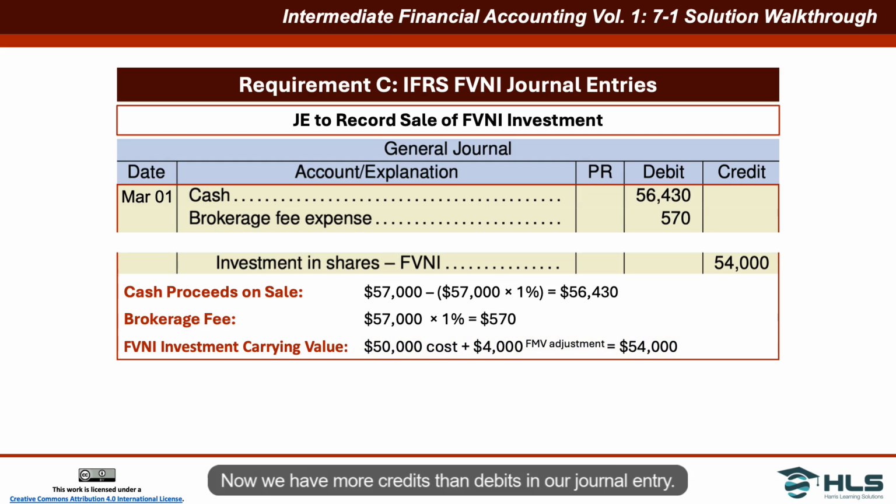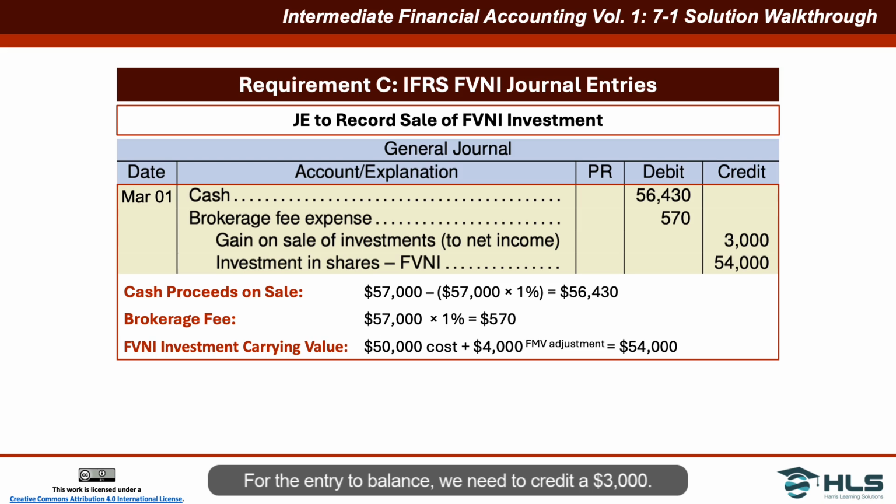Now we have more credits than debits in our journal entry. For the entry to balance, we need a credit of $3,000. Therefore, we have a gain on sale of investments, which goes to net income of $3,000.